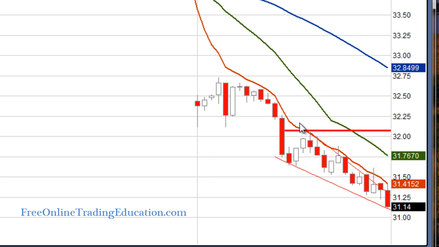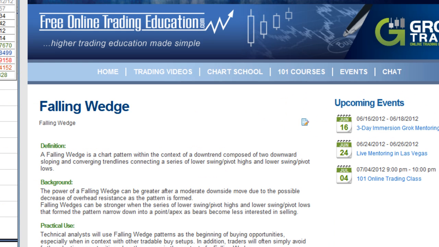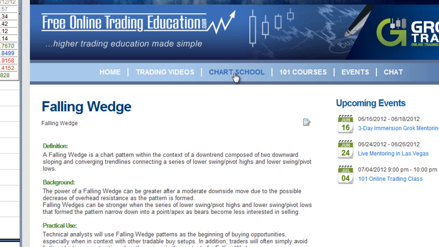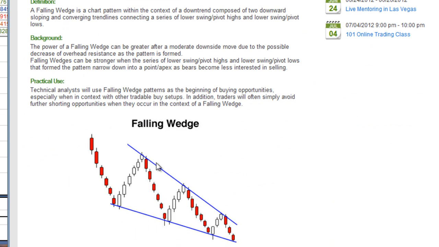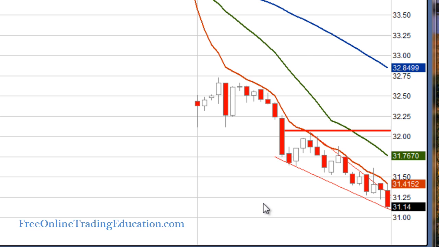Now what I have drawn in here, as I noticed as I was in this trade, is that it was forming a falling wedge. If you want to know what a falling wedge is, you can go to our free online tradingeducation.com, to our free chart school. Look at falling wedge, and here's a description of it. And then here is a picture of it, where it's getting smaller and smaller as it's falling. This is actually a bullish formation, that it will tend to break out and take off. And that's what we have here. It's getting smaller and smaller to the downside.